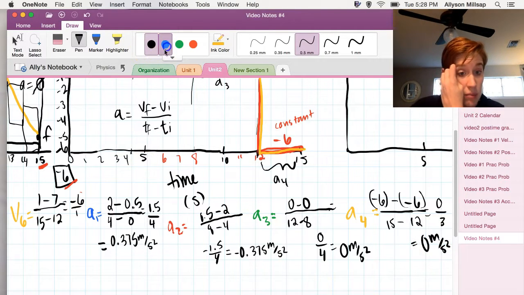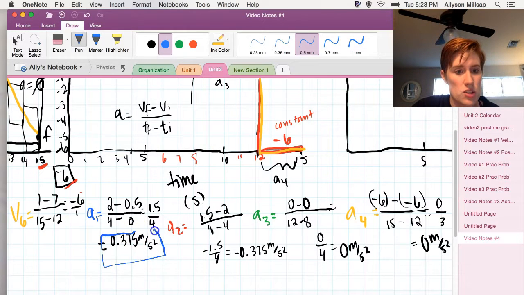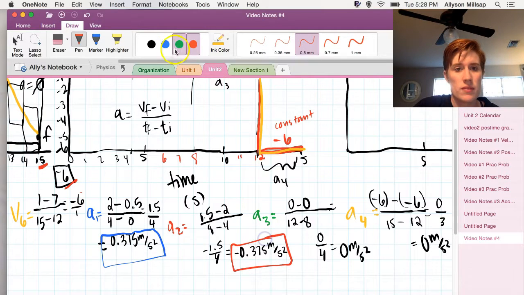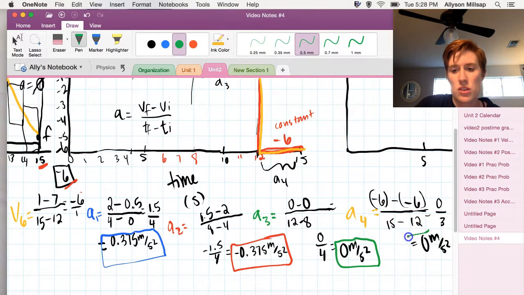Okay, I'm going to go ahead and box these. This is our first acceleration. This is our second acceleration. This is our third acceleration. And our fourth acceleration.